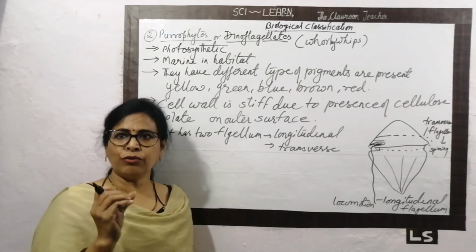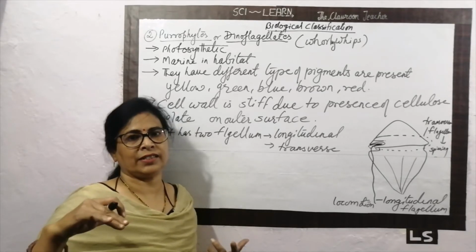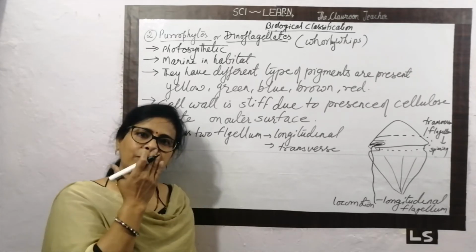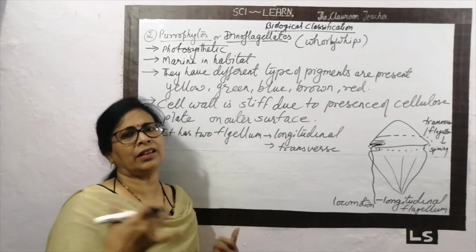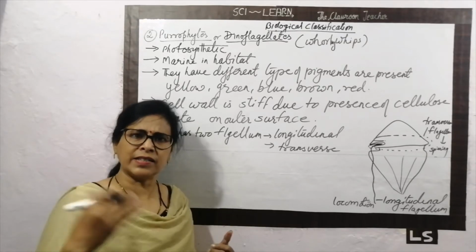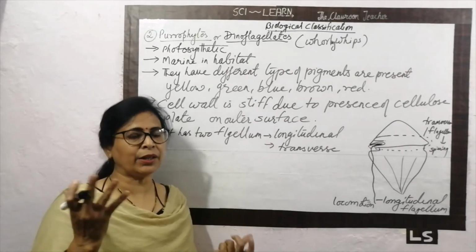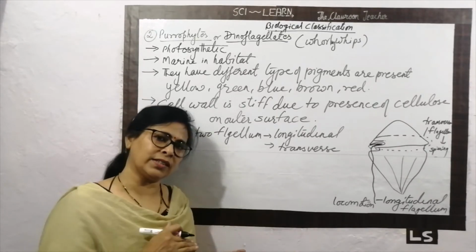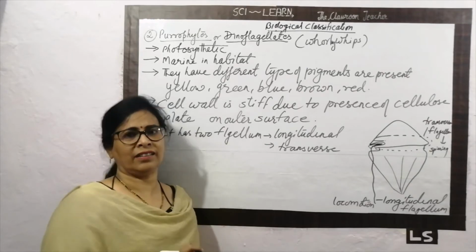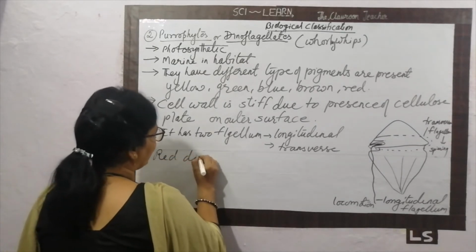Now, one more important thing. The red dinoflagellates sometimes form a layer on the sea surface. Because they are red in color, they form one red layer. They form this layer because they reproduce continuously and very fast. Because of the rapid multiplication, the number of red dinoflagellates increases on the surface of the sea, and the whole sea looks red in color. That is called the red tide. This is a special character of the red dinoflagellates.